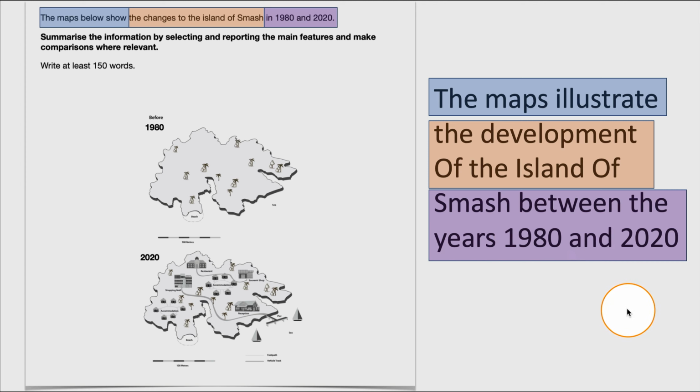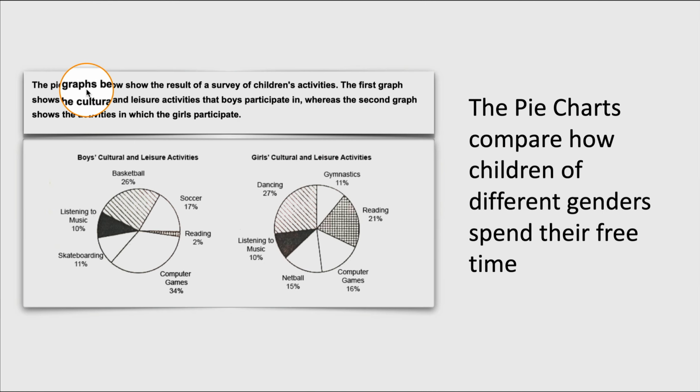And finally, we can look at the pie chart. The pie graphs below show the results of a survey of children's activities. The first graph shows the cultural and leisure activities that boys participate in, whereas the second graph shows the activities in which the girls participate.